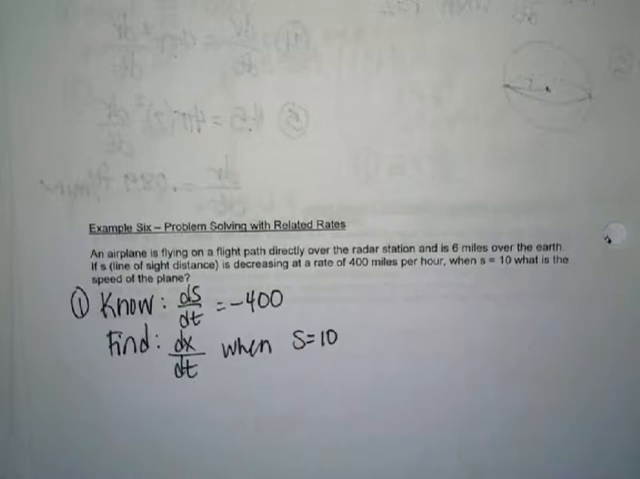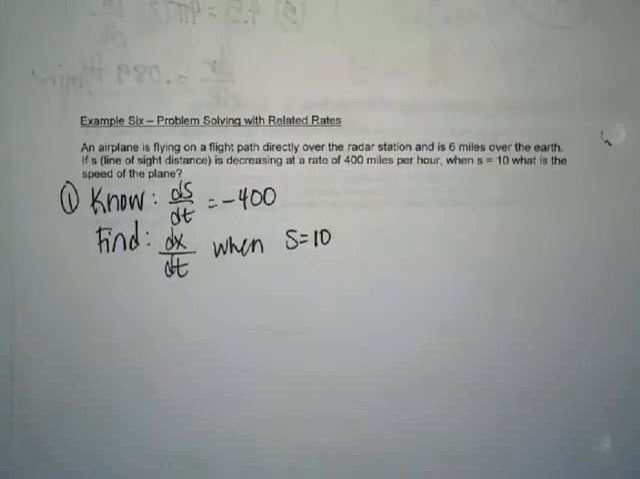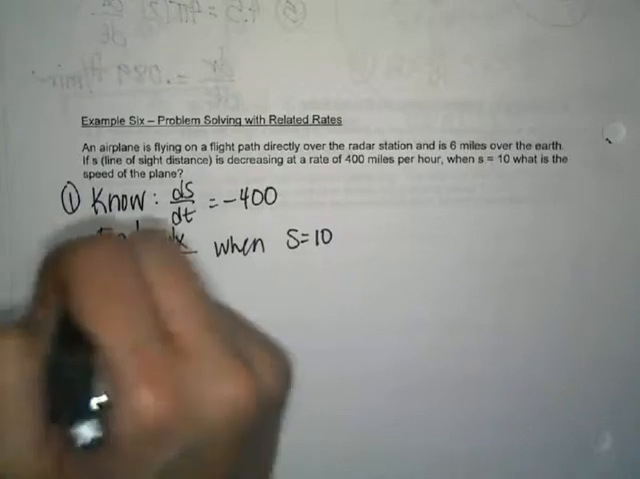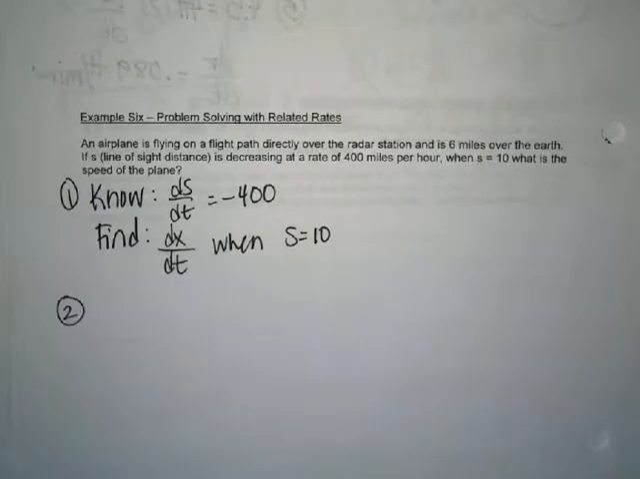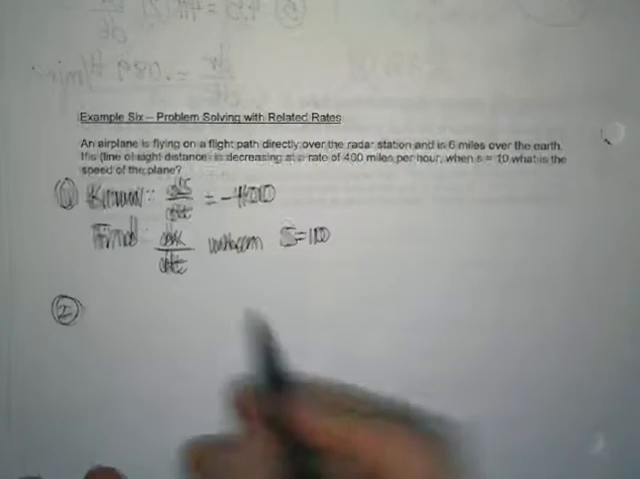When S is 10, that's the specific information. And then this one, I did not give you pictures, so we're going to draw a picture here. But it's going to be very similar to any airplane picture that you have, like the one we did before. The airplane is flying in a flight path directly over the radar station and 6 miles over the Earth. So draw your airplane, which probably looks better than mine.